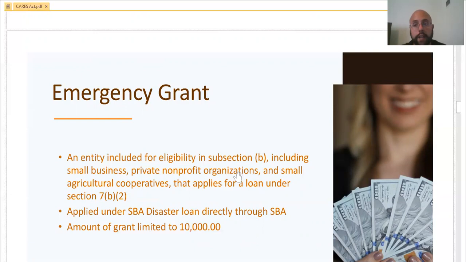And a side note, depending on what state you're in, some states are running their own programs. Some are loans, some are grants. So you want to look at your states as well. They're usually separate from the federal government. These are federal government programs.